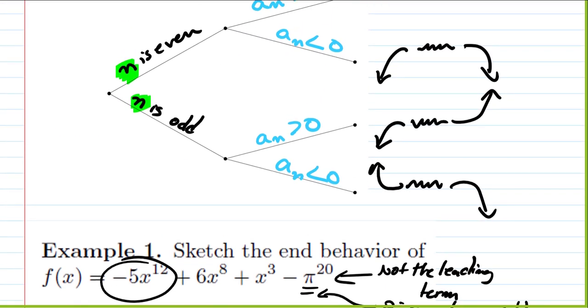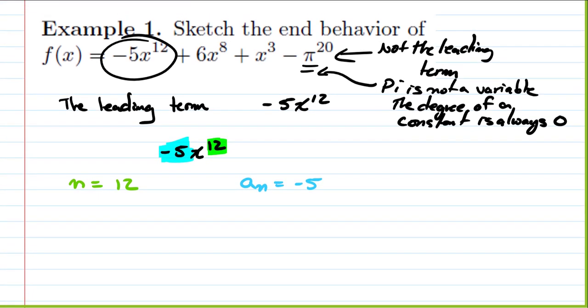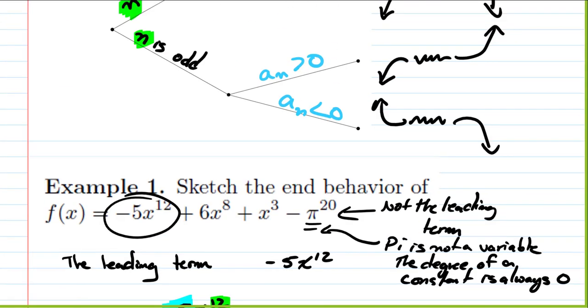So for each of these, for n, we have to check if it's even or odd, and for a sub n, we have to check if it's positive or negative. So if n is equal to 12, 12 is even, so n is even, and a sub n is negative 5, so that means a sub n is less than 0. So we're going to be using even and negative, so even and less than 0.